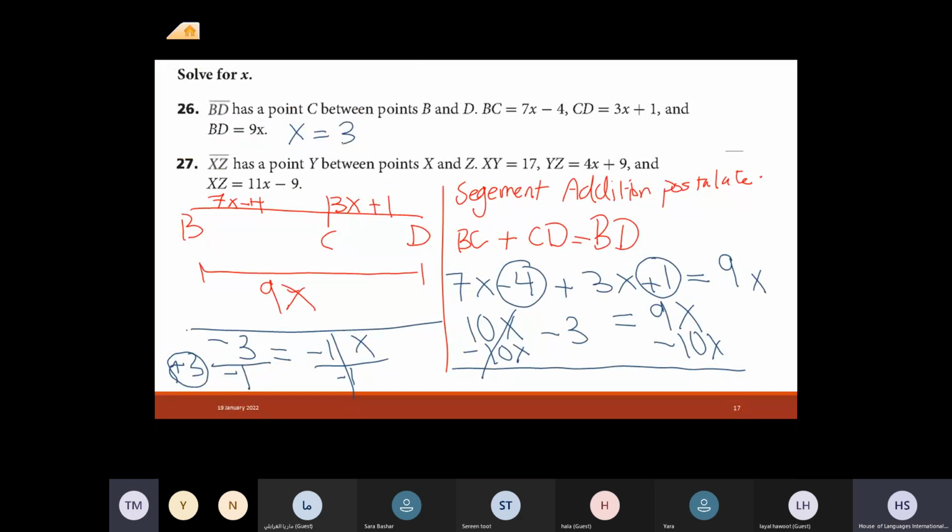Teacher, can I solve number 27? Nada. Teacher, I didn't understand. I have to be the one who answers so I can understand. Did you finish writing? Okay, hurry up. Yalla, hurry up.